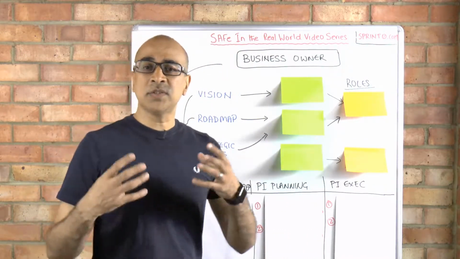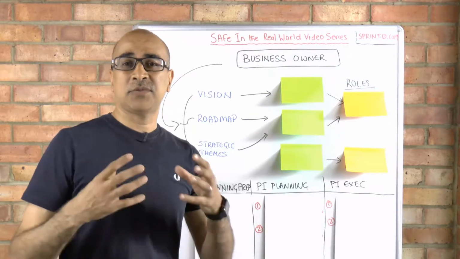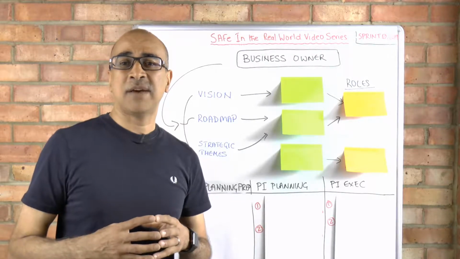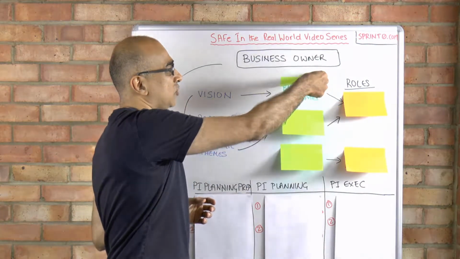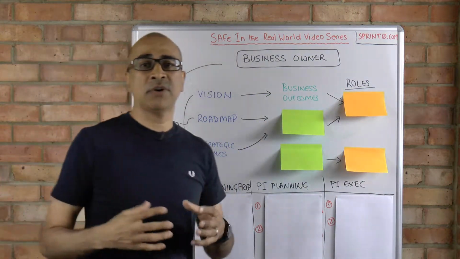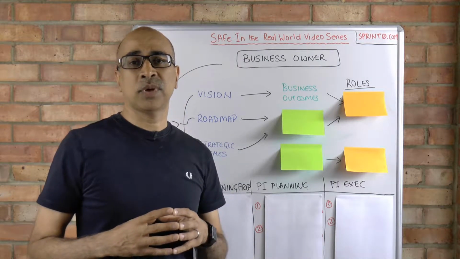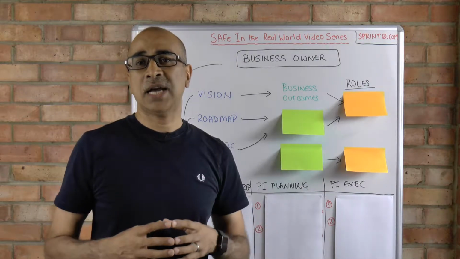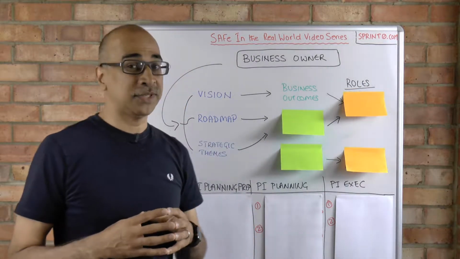Okay, so once we've had the involvement of the business owner in these three areas, that's how the business owner will have an impact and make sure that the Agile Release Train is meeting its business outcomes. So that's a very important thing. The business owner needs to make sure that through the creation and supporting of these three elements, the Agile Release Train over time is actually achieving the business outcomes.